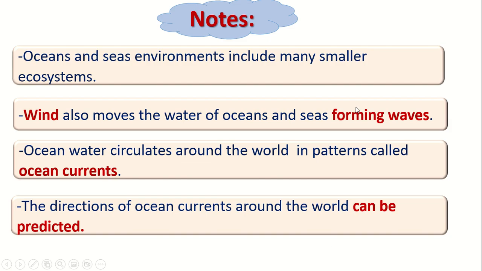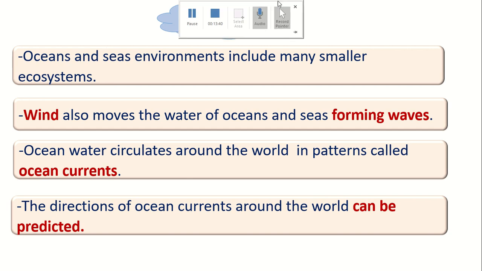The oceans and seas environment includes many smaller ecosystems, and now we have the waves that move in the ocean. What makes the waves move in oceans or seas? The wind. The wind is the reason that makes the water of the ocean and sea form waves, or move in the form of waves.